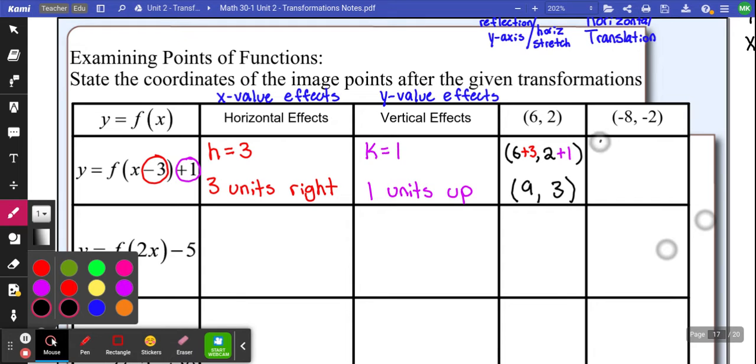Same thing with the next point. So it was at -8 and -2. Let's add 3 to that x value. Let's add 1 to that y value. And I can find that this point moved to -5, -1.